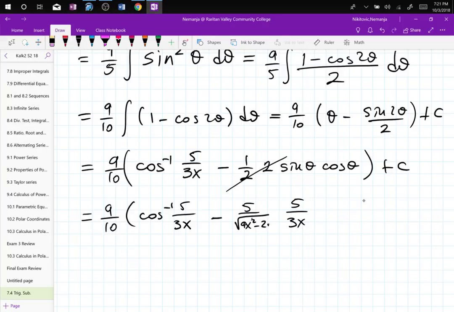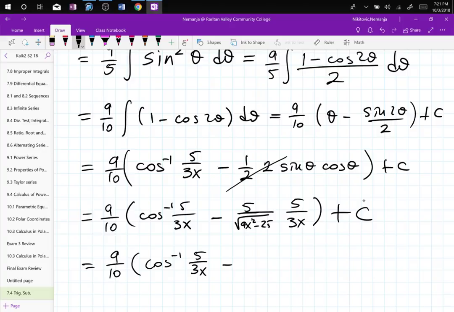25. Perfect. Plus c. So we have 9 over 10 cosine 5 over 3x minus 25 over 3x square root of 9x squared minus 25 plus c.